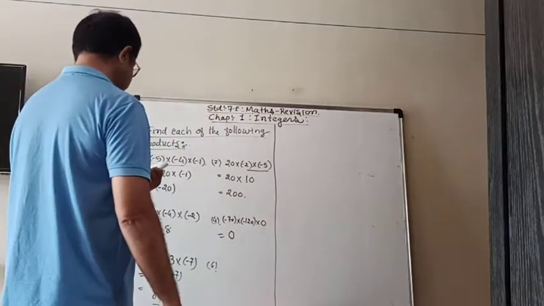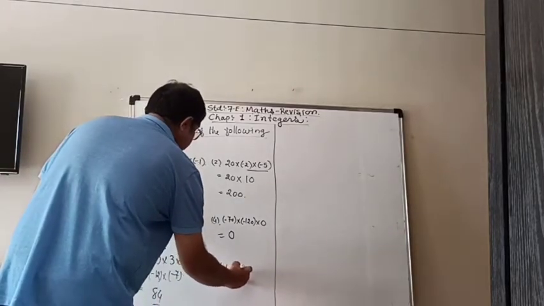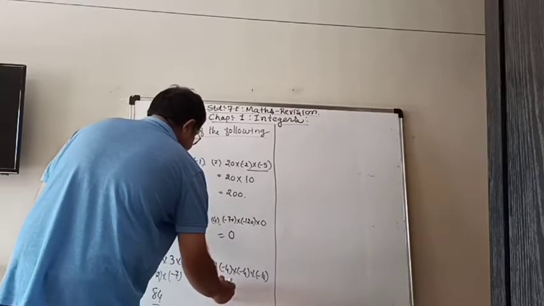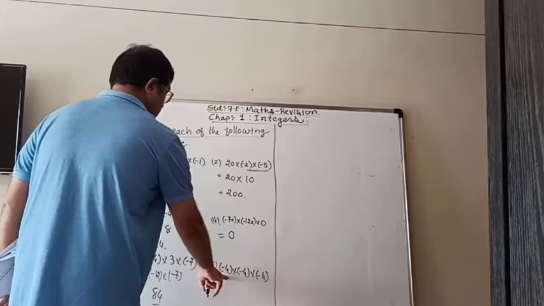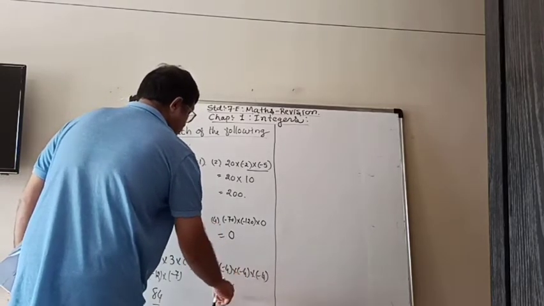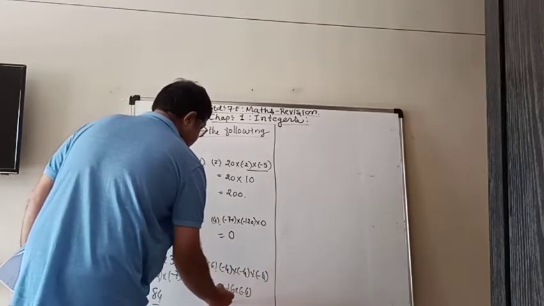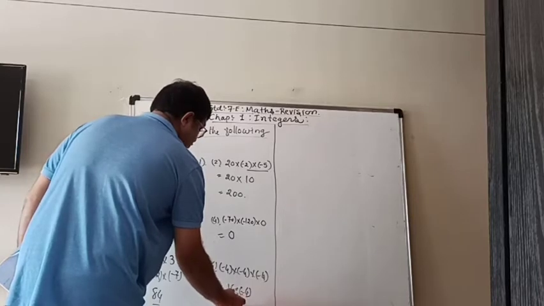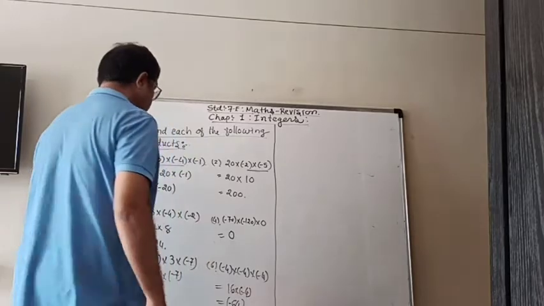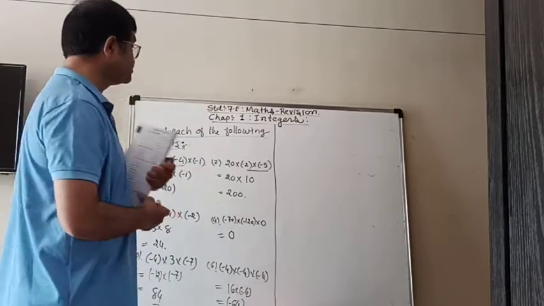Sixth one. Minus 4 multiplied by minus 4 multiplied by minus 4. Now 4 4s are 16. Positive because negative negative, but another one is still minus. So 16 4s are 64, but one still negative. So answer will be minus 64.